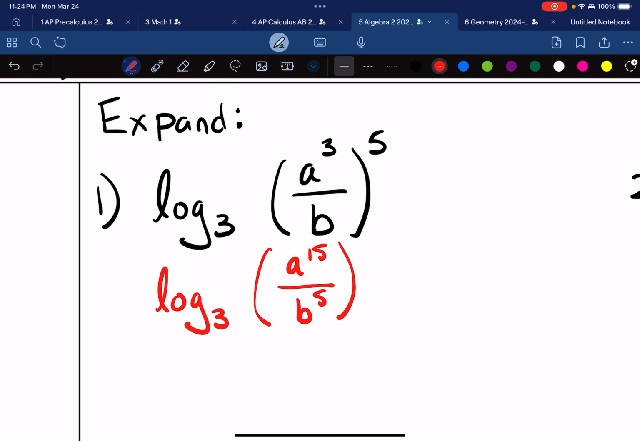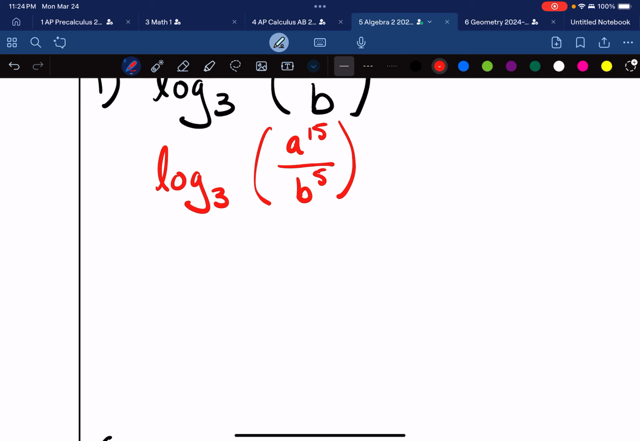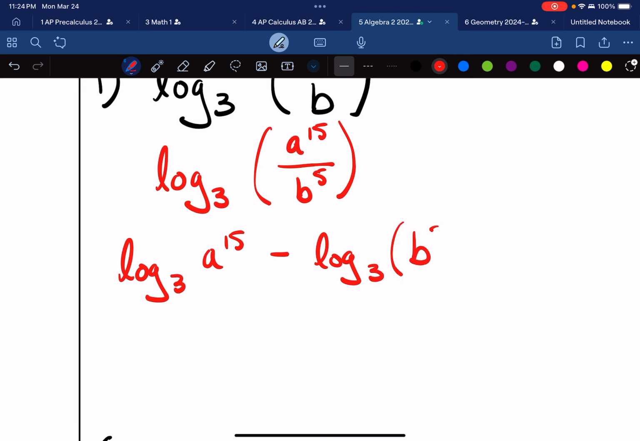And my next step is to say, okay, well, if I divide the insides here, that's the same thing as subtracting the outside. So I can have two different logarithmic expressions, both of them base 3. I'm going to say log base 3 of a to the power of 15. And I'm going to say subtract log base 3 of b to the power of 5. And I don't need parentheses. I'm going to put the parentheses just to make sure that you can follow.